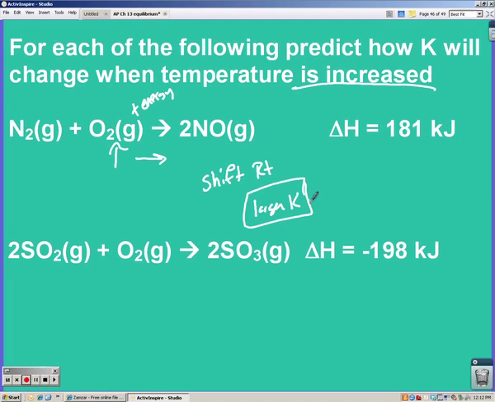For the second one, delta H is negative, meaning that our reaction is exothermic, which means energy is a product. Again, I'm going to write plus energy. I'm adding a product, so it's going to have to shift left to use that product up. If I shift left due to temperature, I'm going to have less products, meaning a smaller K.